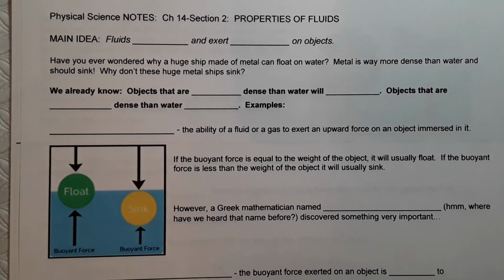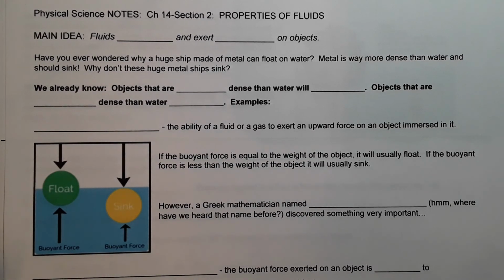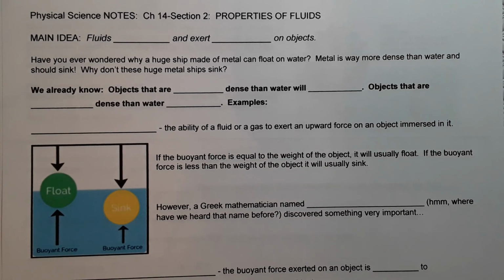Hello everybody. Today we're going to be looking at the second section of chapter 14, which is about properties of fluids. Now we've already looked at states of matter, solids, liquids, and gases. We're going to focus on properties of fluids. But now, what exactly is a fluid? Well, a fluid is a substance that can flow.